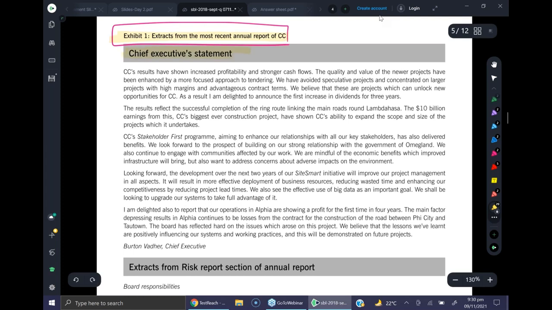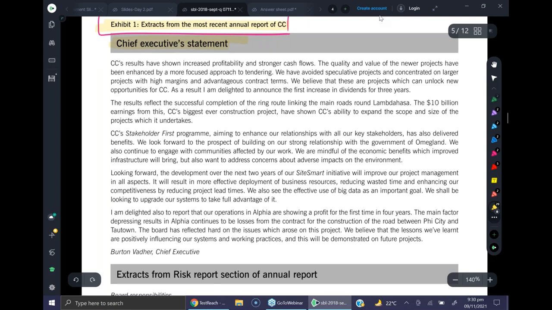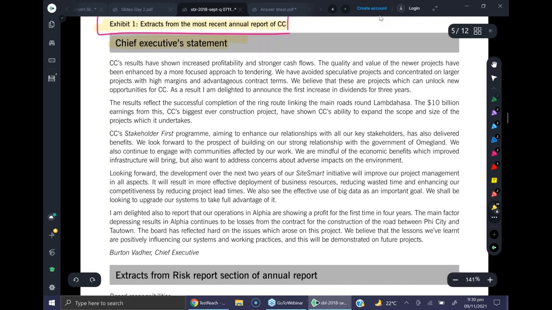The Chief Executive Statement is given in Exhibit 1, and this is an extract from the most recent annual report. The Chief Executive Statement says that CC's results have shown increased profitability and stronger cash flows. The quality and value of the newer projects have been enhanced by a more focused approach to tendering. This is what the Chairman is telling the public, in a sugar-coated way. He further says that we have avoided speculative projects and concentrated on large projects with high margins and advantageous contract terms. We believe that these are the projects which can unlock new opportunities for CC.